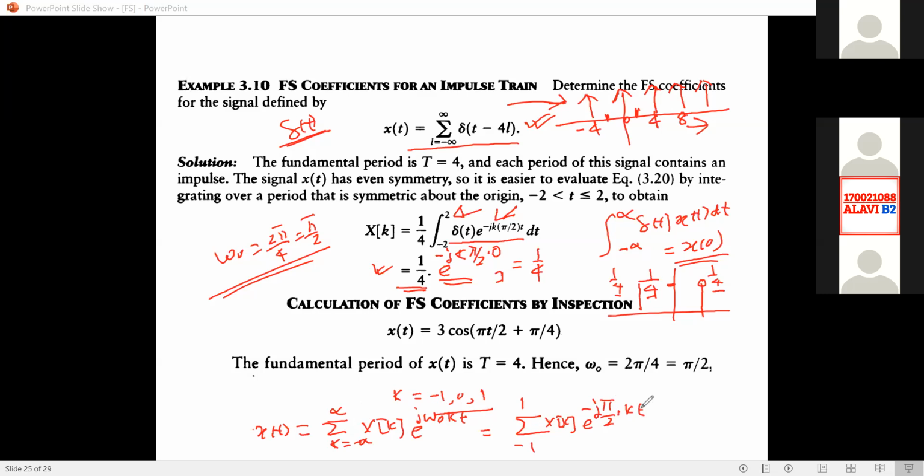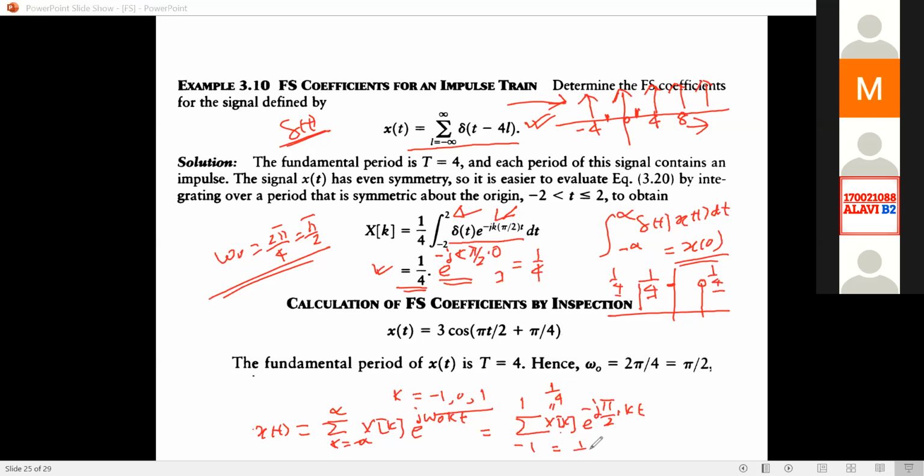Then how many terms will be there? 3 terms. But each value of xk is equal to what? Is it not equal to 1 by 4? Yes, sir, because it is independent of the value of k. Then what would this equation be equal to?